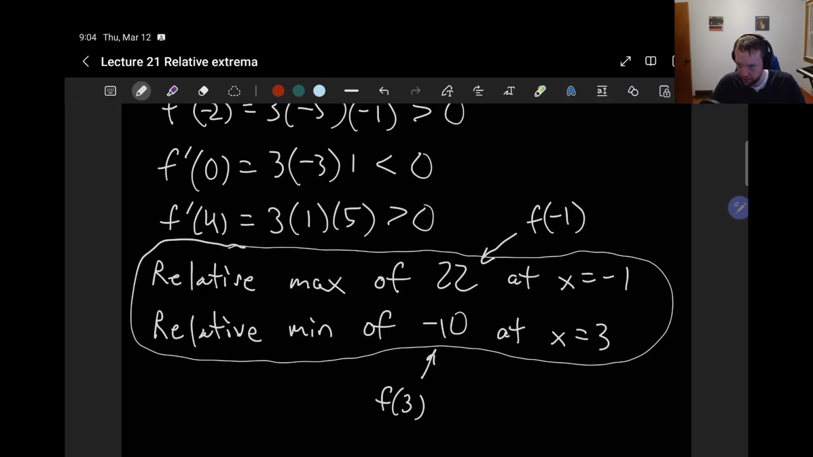And we know that this is it without even graphing. This is because if you're going to have a relative max or a min, it must be at critical points. And we just classified them all. So this is it.